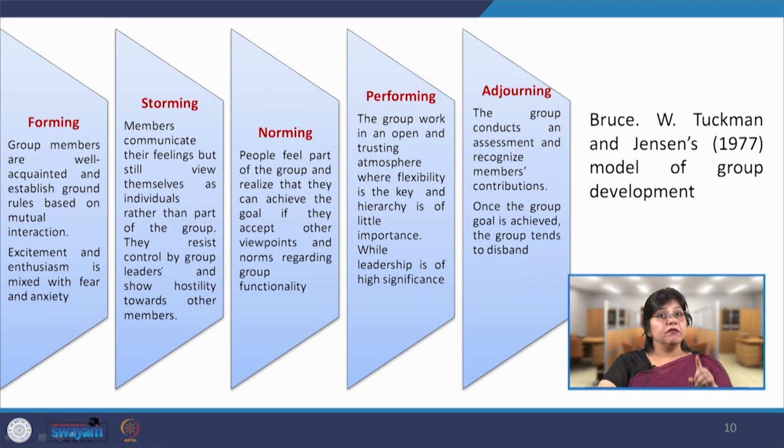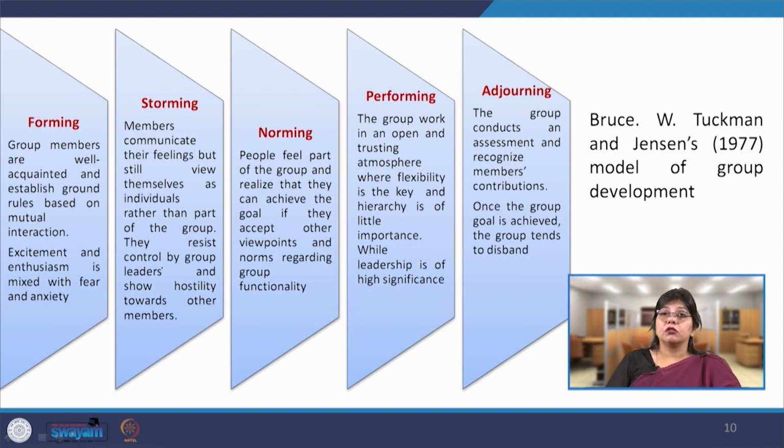So, when we are talking about this stage, after the forming stage is through, when the group moves on to the second stage of storming, members tend to communicate but still view themselves as individuals rather than a group, because they are still affiliating themselves with their own identity, not with the group identity. With the gradual process of interaction, they tend to merge with the group identity. So, the members here resist control of the leader and show hostility towards each other.